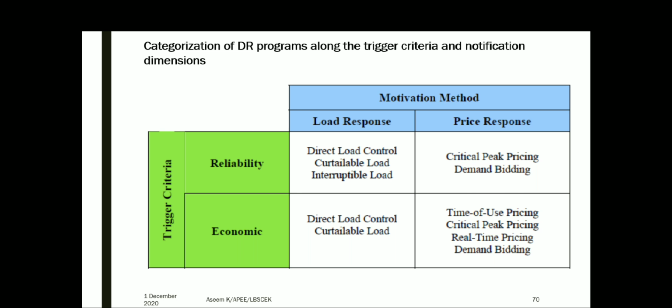So there are different methods for introducing load response and price response in order to increase reliability and economy. You can see some of the methods here: direct load control, curtailable load, interruptible load, and price response programs. You can see critical peak pricing, demand bidding, and different kinds of pricing come under that.